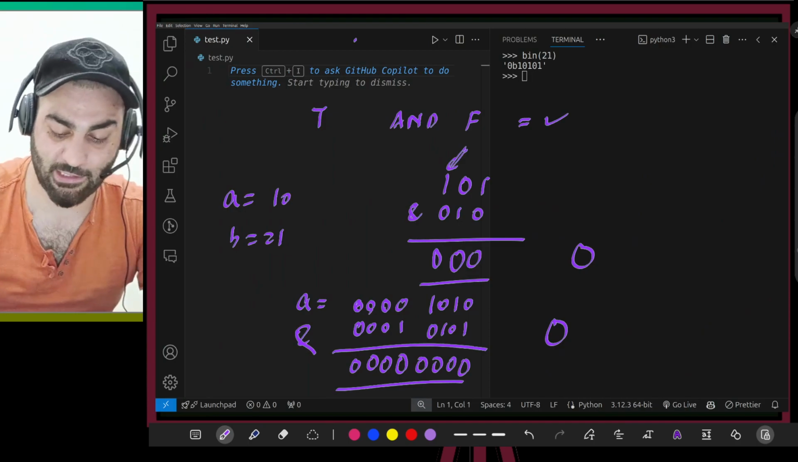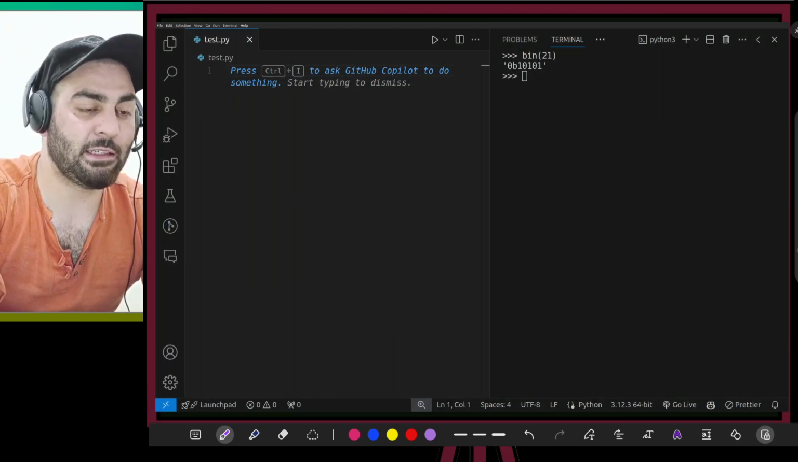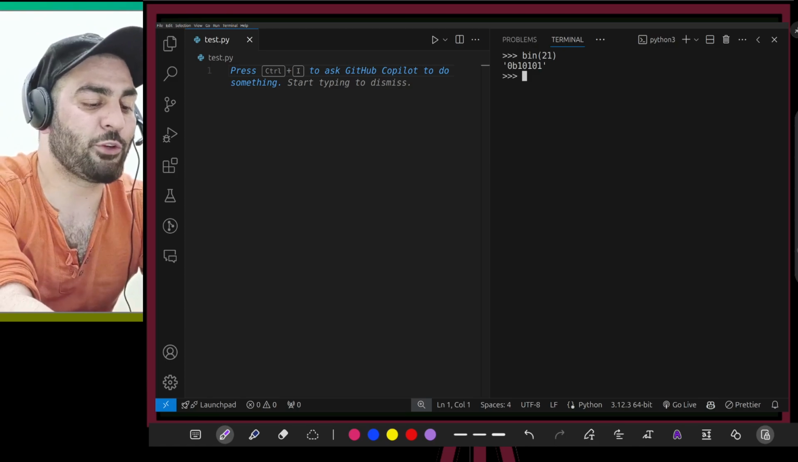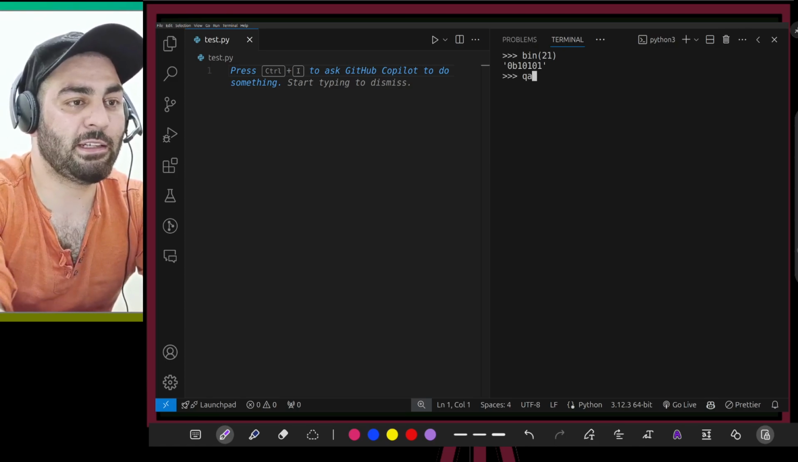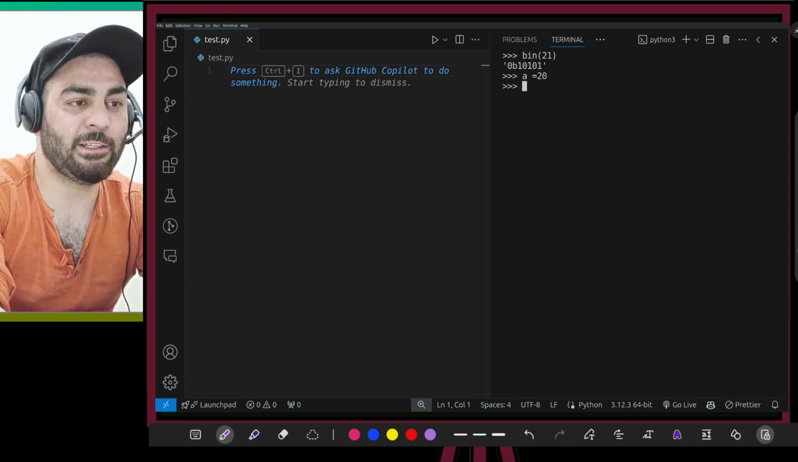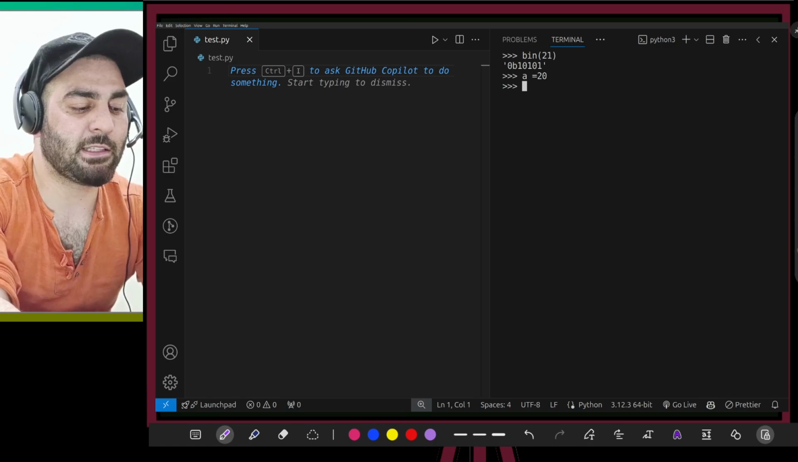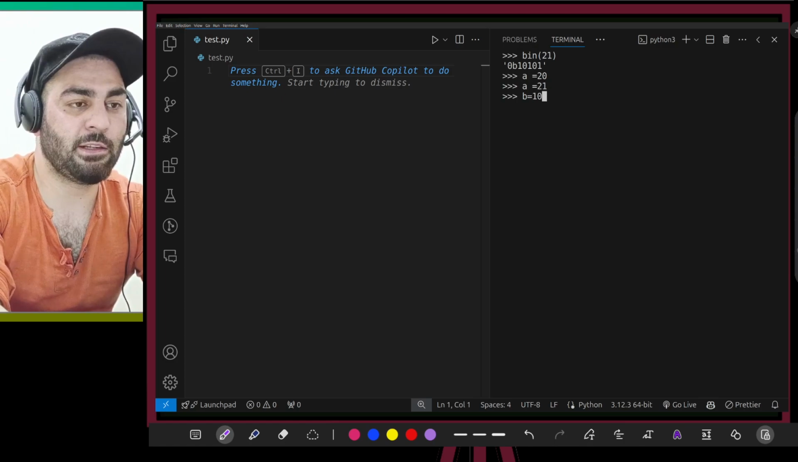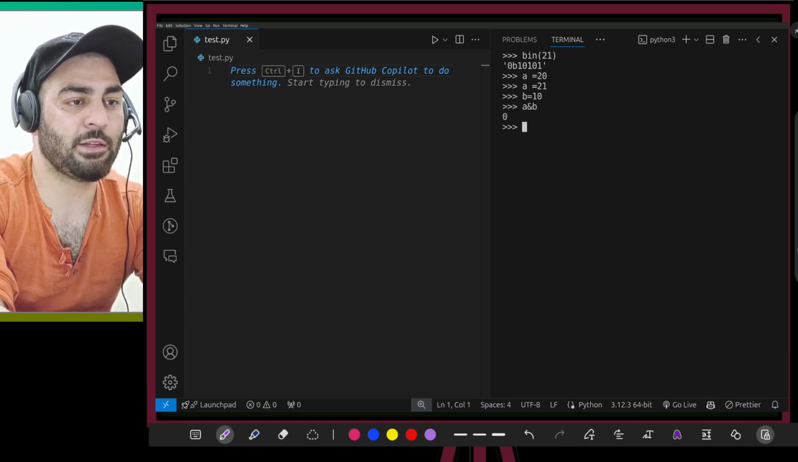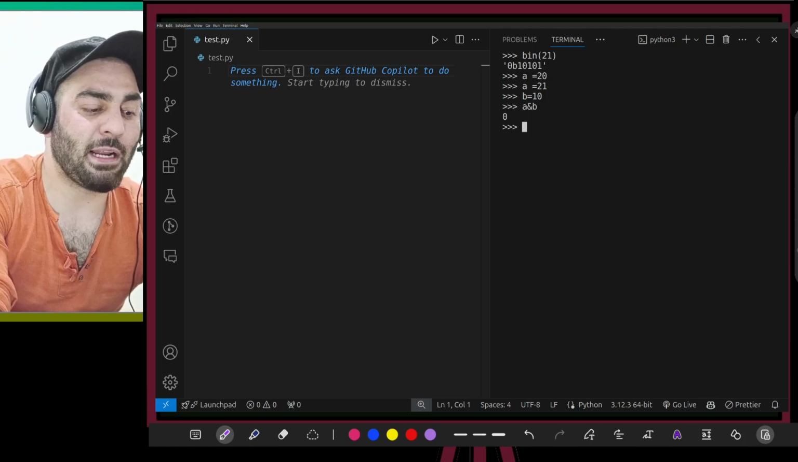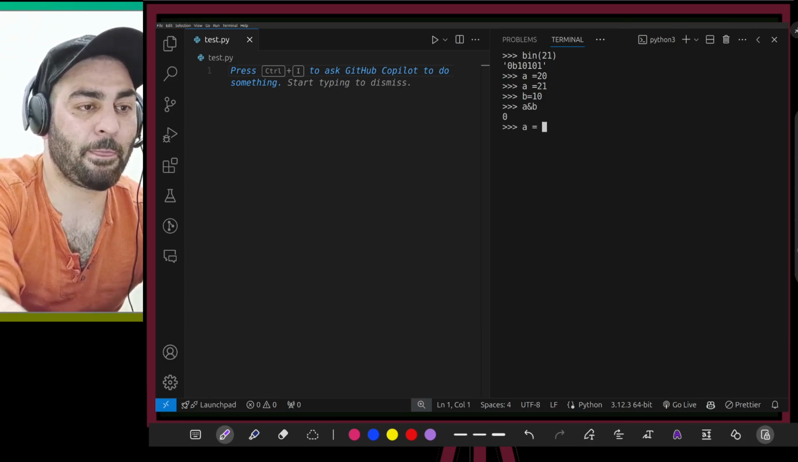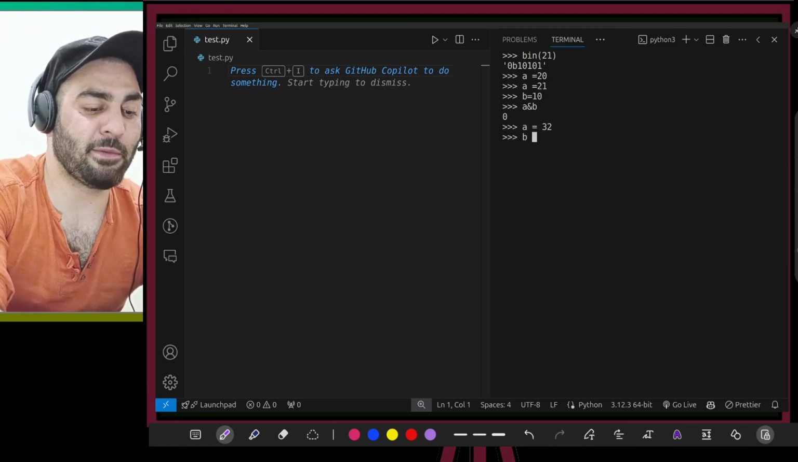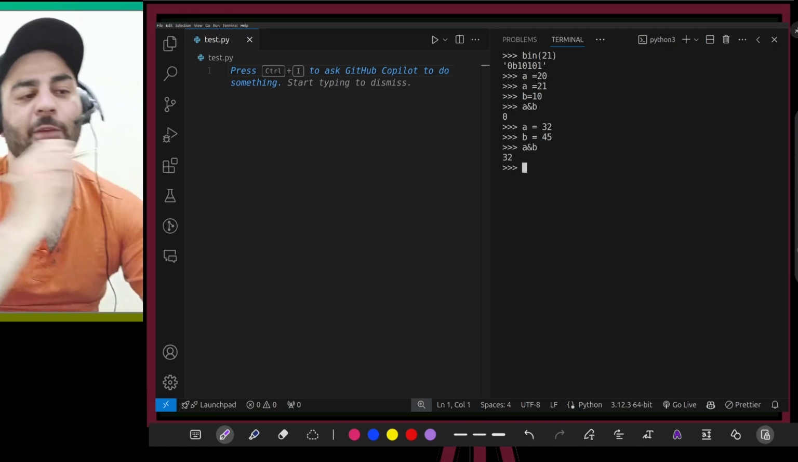So let's run it on our Python interactive shell. Let's just clear this. A is equal to 21, B is equal to 10. What is A and B? That's 0 again. Now I'll write some random numbers. A is equal to 32, B is equal to 45. A and B, if you see here, came to 32.